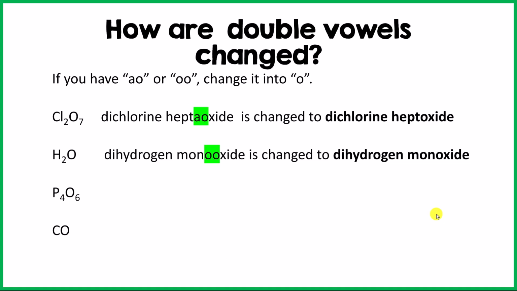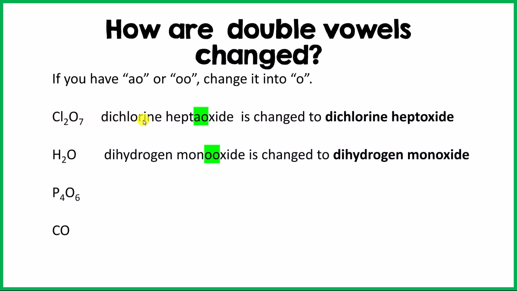Okay, here's a little exception to the rule. How are double vowels changed? If we have a prefix like deca that ends with an A, and then we have an O that comes after it, usually for oxygen, we're not going to say decaoxide. We're going to combine that to make it a little bit easier to say. So if you have an AO combination or a double O combination, you're just going to change it into an O. So here are 2 examples.